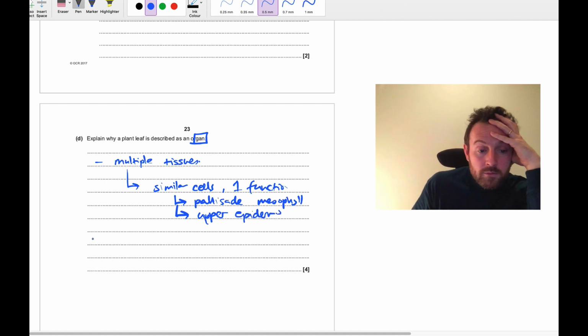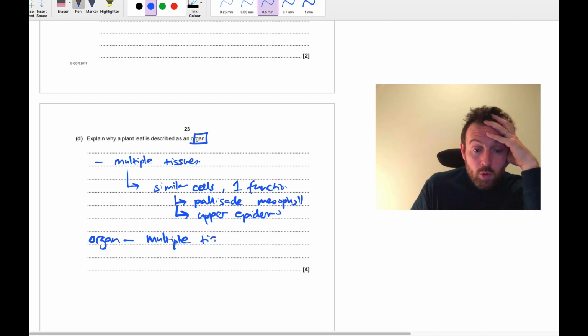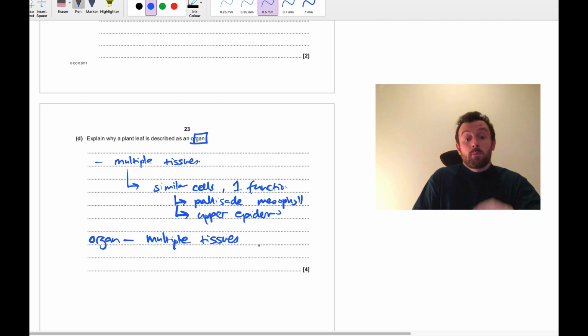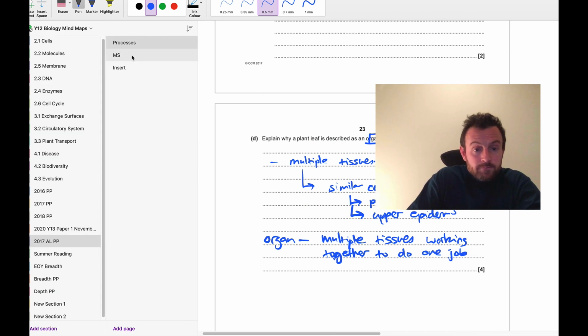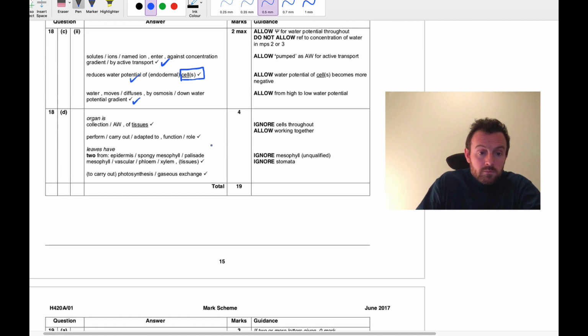And then say that an organ is when we have multiple tissues all working together to do one job. And then we say that the job of the leaf is, of course, photosynthesis. So let's check the answer. An organ is a collection of tissues, yes, performed to carry out one role or one job. And the leaves have 2 tissues. We can pick some of these tissues and explain. So epidermis, spongy mesophyll, and so on.